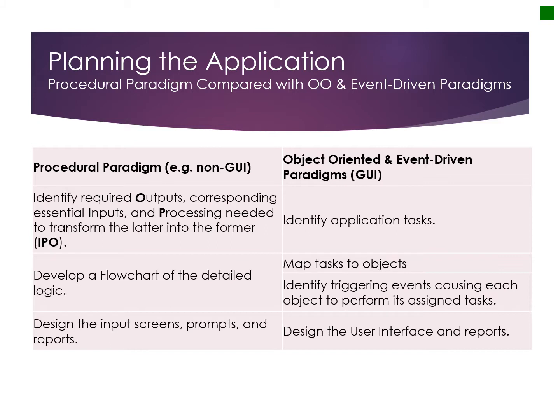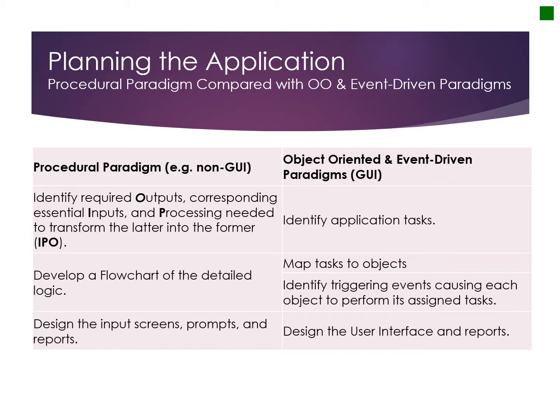At this point, we're almost ready to produce the detailed design for the application we will begin to code. Regardless of the paradigm that we will use, the process is similar. Traditionally, in a procedural paradigm, we would undergo the steps of identifying the required outputs, corresponding essential inputs, and processing needed to transform the latter into the former. This is an IPO model, input, process, output. Once we've identified all the inputs, processes, and required outputs, we would develop a detailed flowchart of the logic to be implemented. Then we would design the input screens, prompts, and reports.